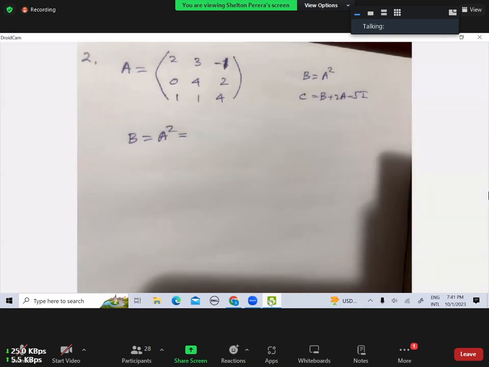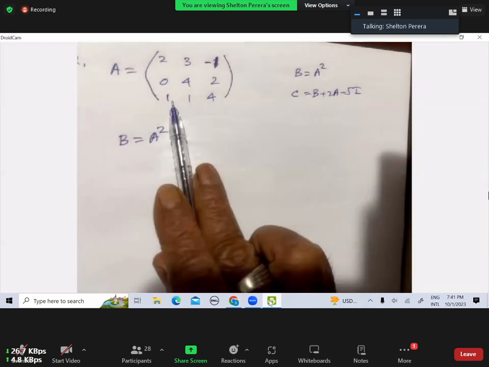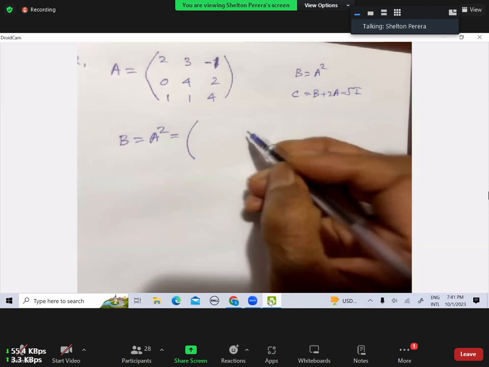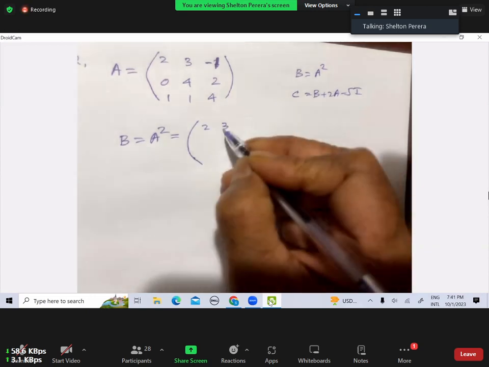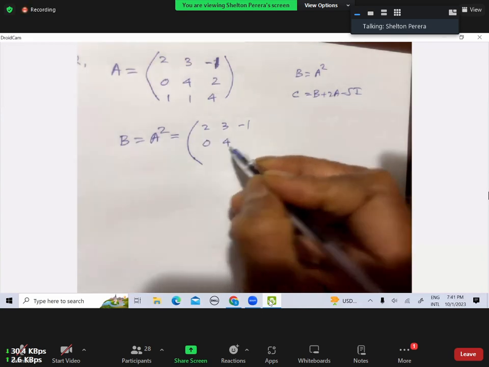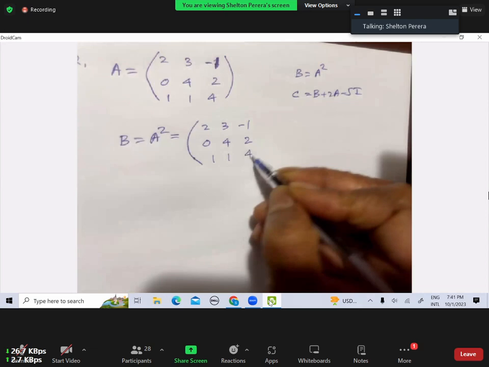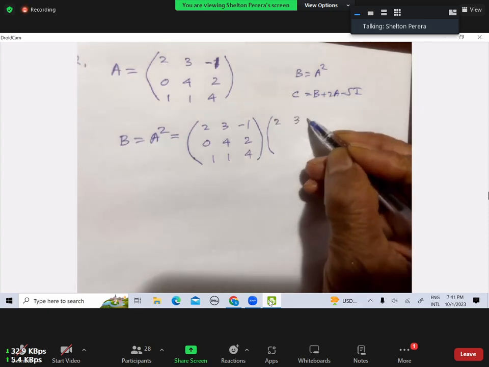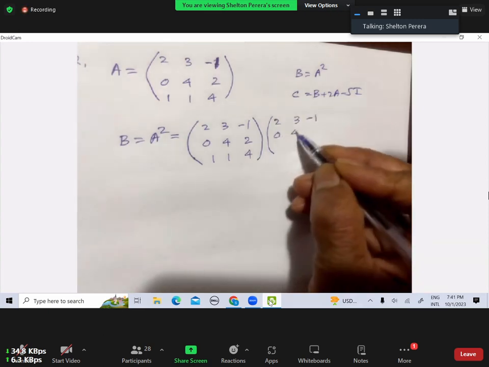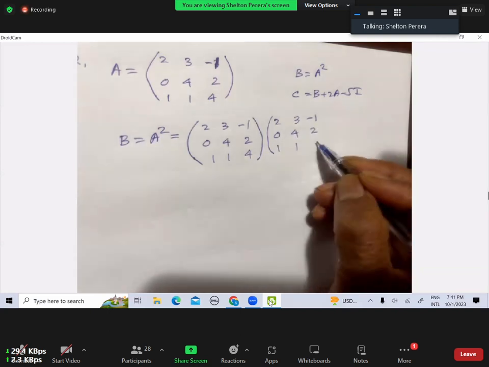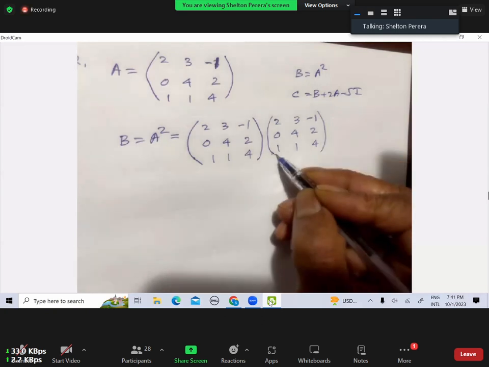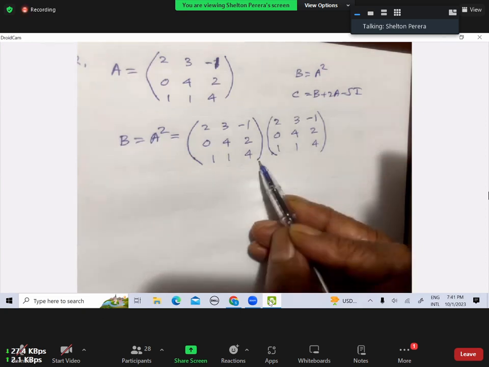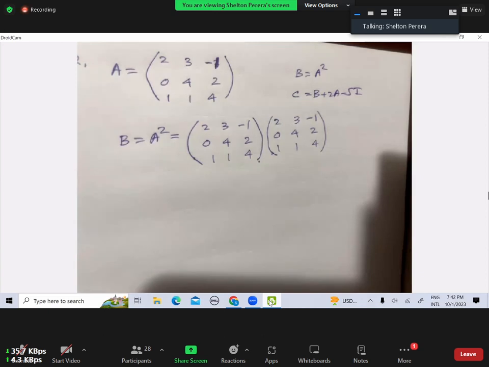Question number 2. A is given to be this. B is A squared. We have to find B. So B is A squared. A squared is A times A. So just repeat: 2, 3, minus 1, 0, 4, 2, 1, 1, 4. That is A, and A squared is A times A. So write it again: 2, 3, negative 1, 0, 4, 2, 1, 1, 4. Both are 3 by 3 matrices, so the number of columns of the first must equal the number of rows of the second. So the compatibility condition is there for multiplication.